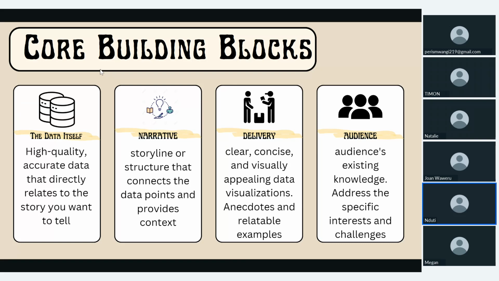Next is the narrative, or the storyline, or the structure. And this is what connects all these points together, right? Think of this as the broadest context. So within this narrative we get data that matches our narrative, we get a storyline that we're trying to put across, and we build visualizations that support this narrative of ours.